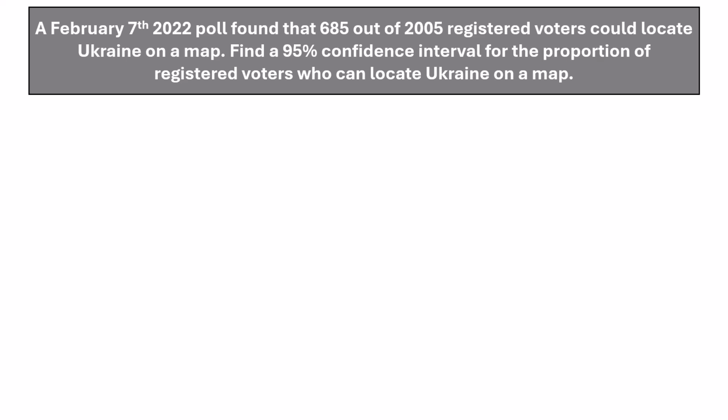Okay, at this point, we are ready to look at a full example. So this is the example that we used in the intro to this video. A February 7th, 2022 poll found that 685 out of the 2005 registered voters that were sampled were able to locate Ukraine on a map. We want to find a 95% confidence interval for the proportion of registered voters who can locate Ukraine on a map. So we're going to be following the 4 steps of the PHRED technique.